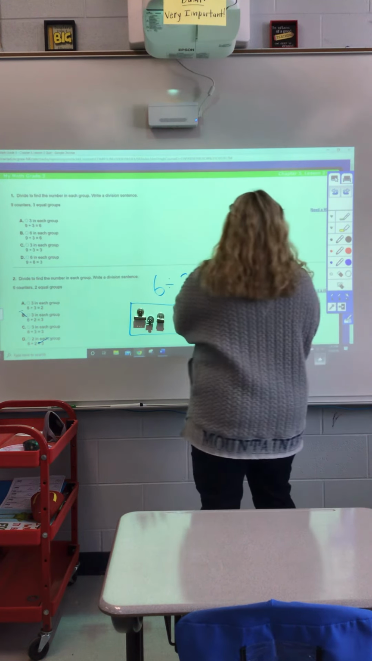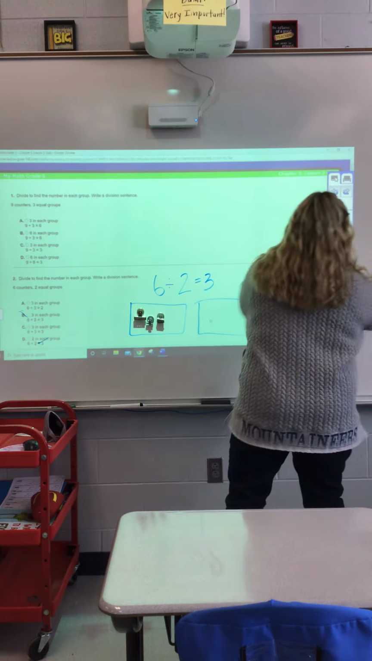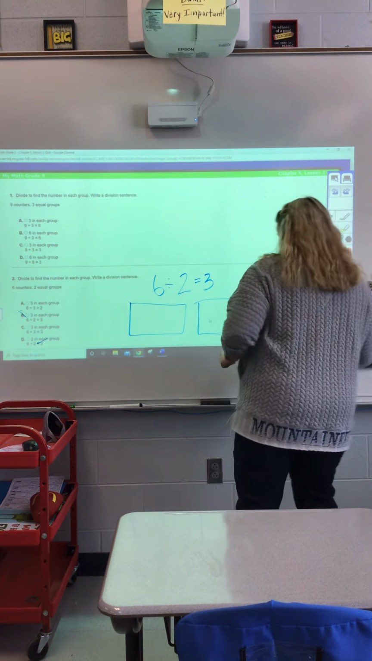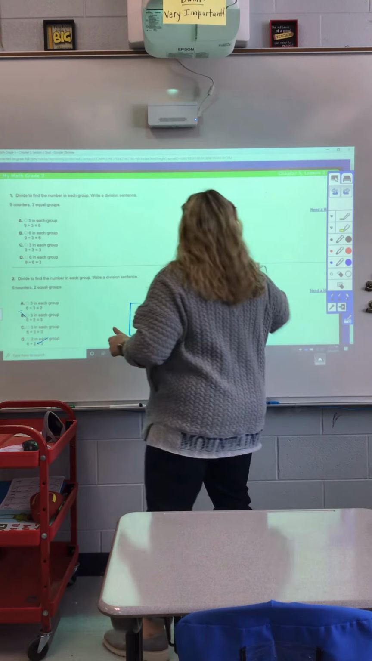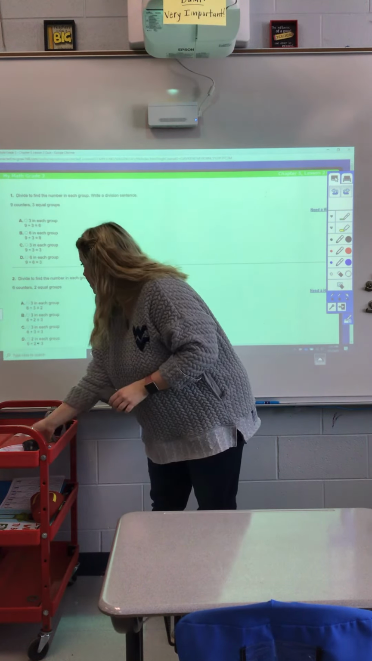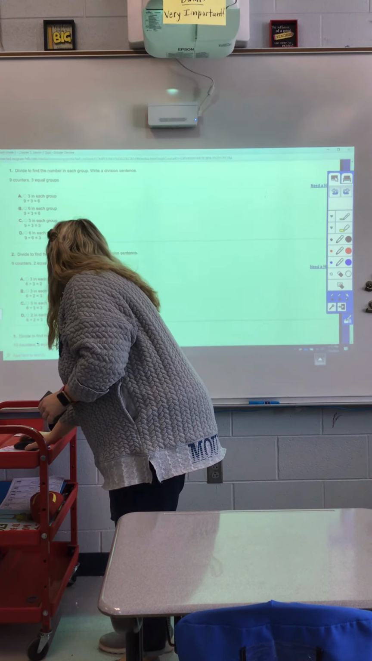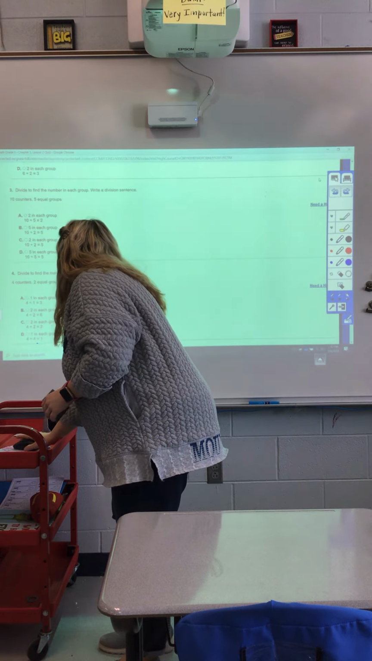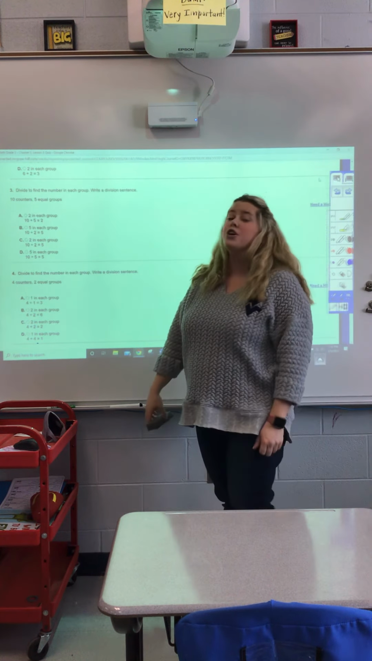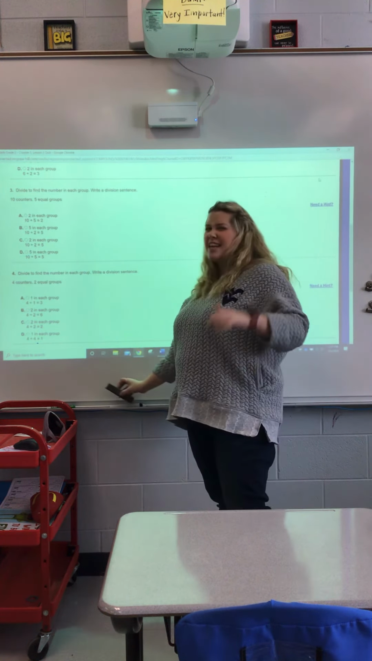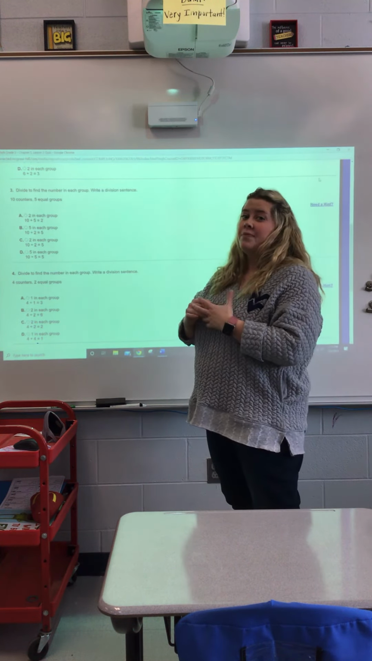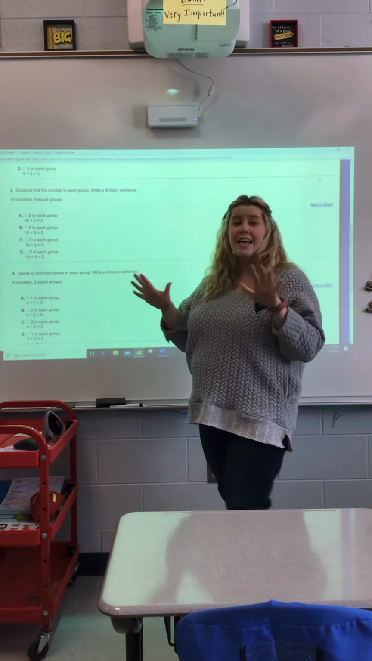All right, let me move these. All right, let's go ahead and move on to number 3. Okay, number 3 says, divide to find the number in each group. Write a division sentence. So we're sticking with the same thing. But this time, how many counters do you need? Write 10 counters.